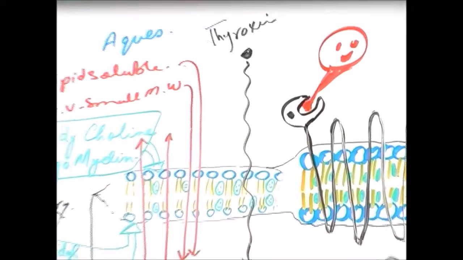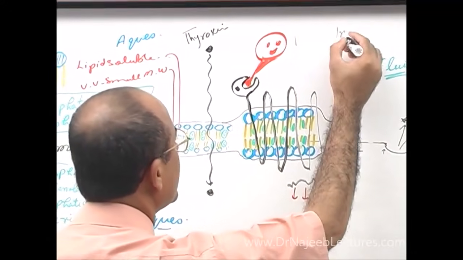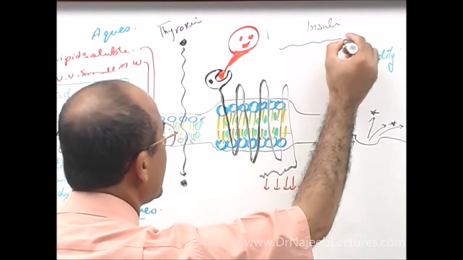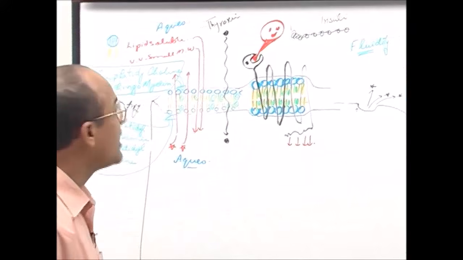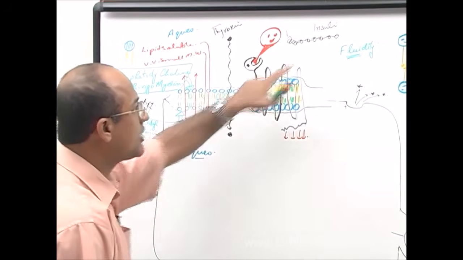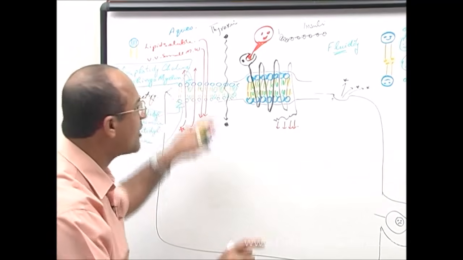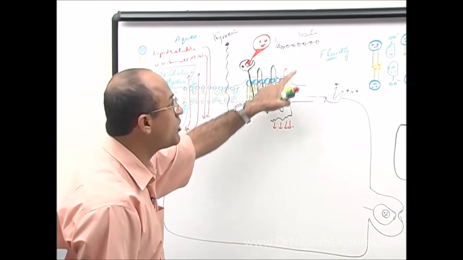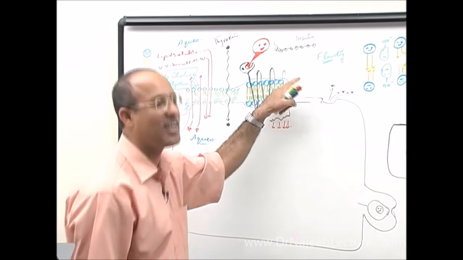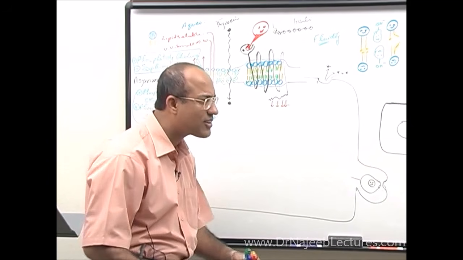Right? Another hormone is insulin. Insulin is a very large molecule with a lot of amino acids. Now, thyroxine can go into the cell. Insulin cannot enter into the cell. So the receptor for thyroxine should be present inside the cell, and the receptor for insulin should be present on the cell membrane. Am I clear?